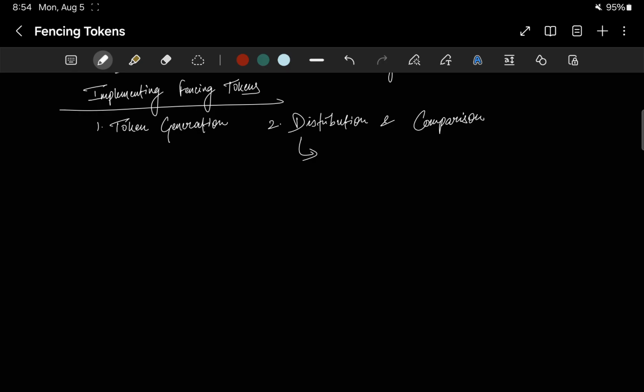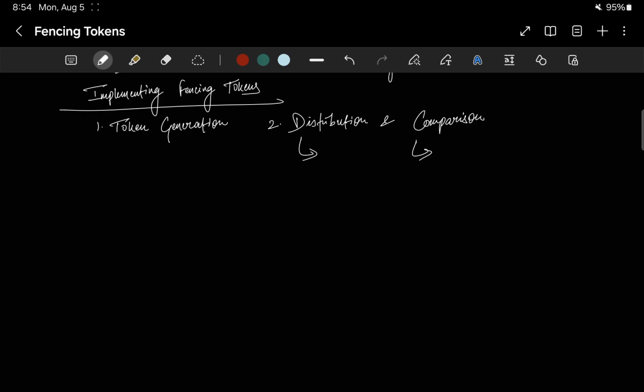Okay. Next we do order determination, the comparison basically. Nodes use the fencing tokens to precisely determine the order of operations. The comparison of tokens allows nodes to establish a coherent sequence, preventing conflicts and maintaining data consistency. Okay, so this is what we need in implementing fencing tokens. We need token generation, we need a distribution mechanism to distribute the generated tokens to each node, and we need a way to compare the tokens among nodes to check the order of operation for each node.